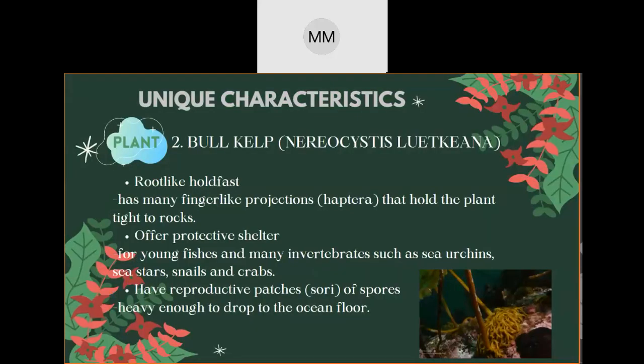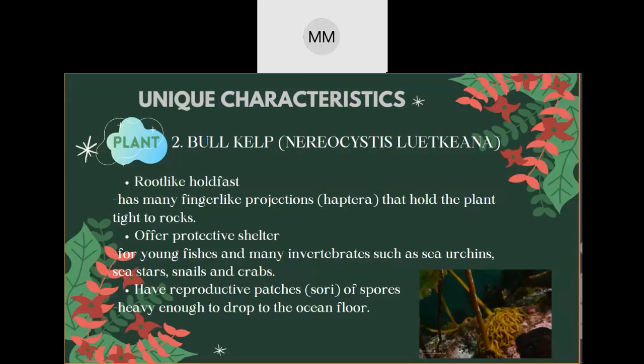The unique characteristic of the bull kelp is that it also has a root-like holdfast, like the giant kelp. The holdfast has many finger-like projections, haptera, that hold the plant tight to rocks. Bull kelp can also offer protective shelter for young fishes and many invertebrates such as sea urchins, sea stars, snails, and crabs. Bull kelp also has reproductive bushes or spores that are heavy enough to drop to the ocean floor.